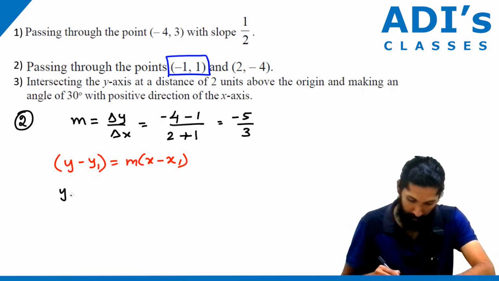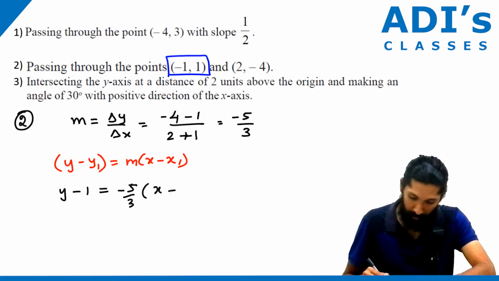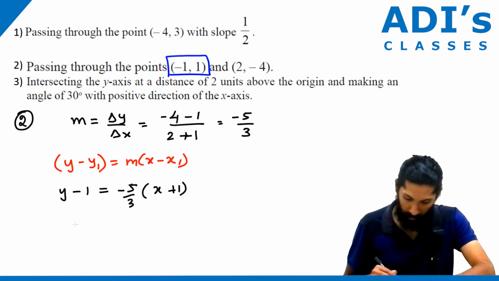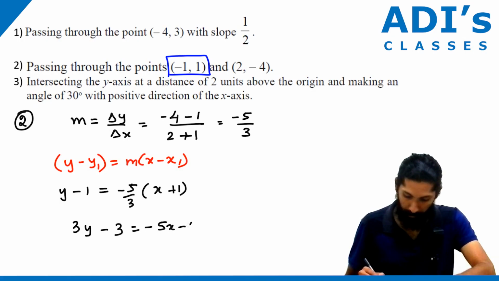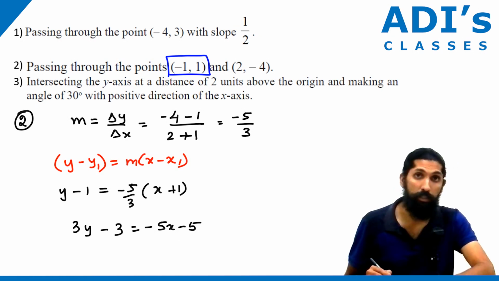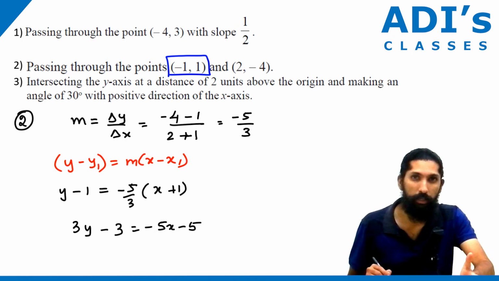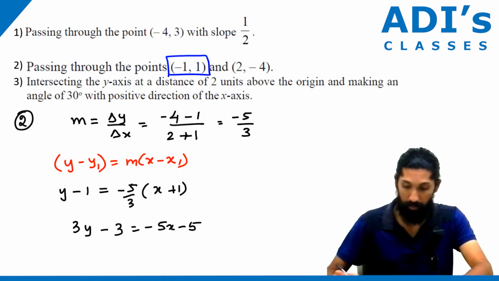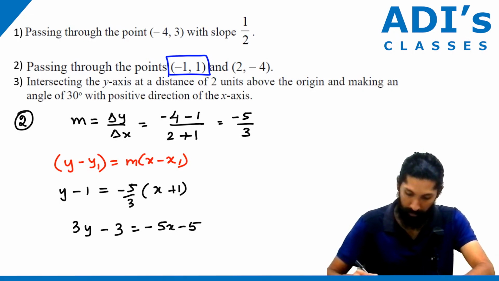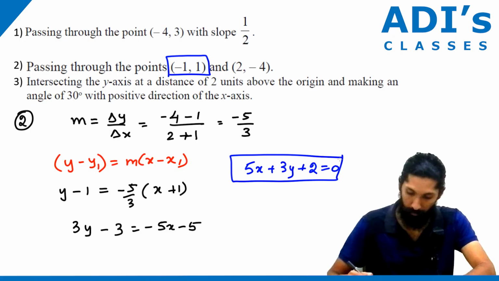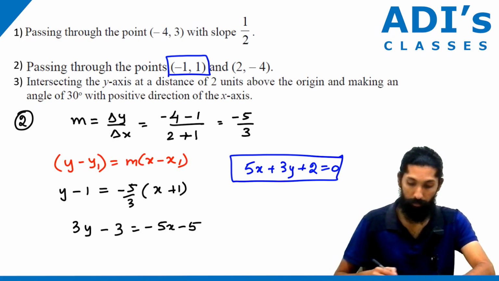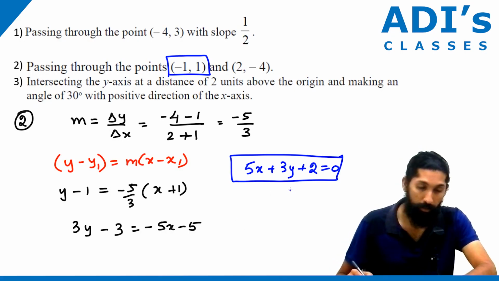So you have y minus 1 is equal to minus 5 by 3 into x plus 1. Transpose: 3y minus 3 is equal to minus 5x minus 5. Now take everything to the LHS because generally x is positive, correct? Take the x to the other side, and you'll finally get the answer as 5x plus 3y plus 2 is equal to 0. 5x plus 3y plus 2. This is going to be the answer for the second question.